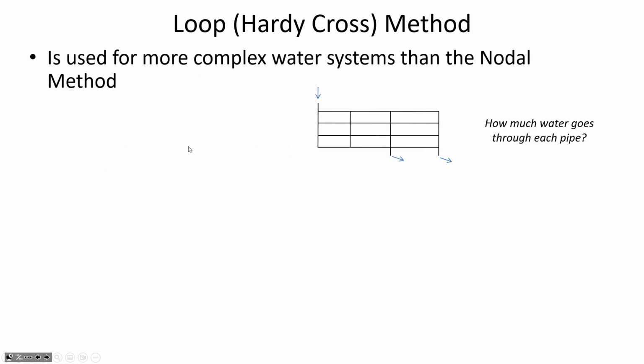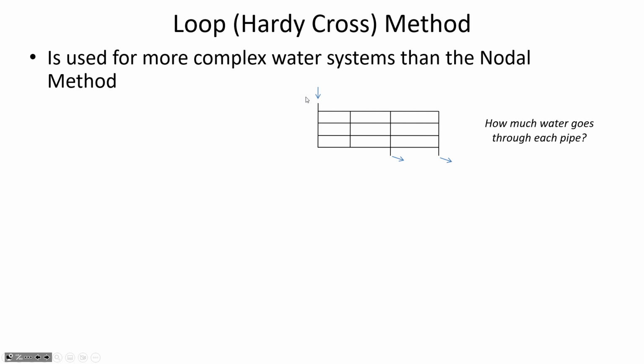Now, moving on from the nodal method to the loop method, sometimes also called the Hardy-Cross method. It's for situations where we've got more than just one or two junctions, when we've got a complex network and there is flow that is otherwise going to be unclear how much of the flow goes through each of the pipes. It's kind of an indeterminate flow.